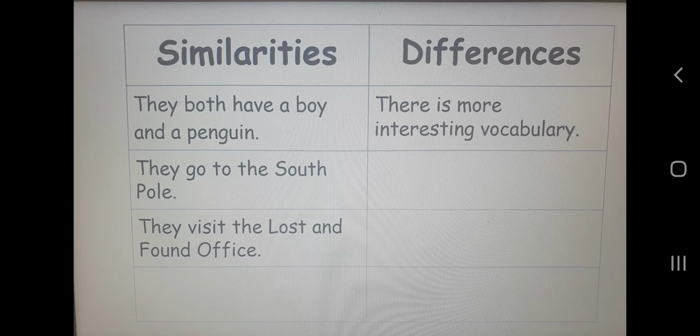Now that you have written your similarities, I want us to think about the differences. Yeah, things that are not the same between the animation and the storybook. Now, the first thing I noticed was that in the animation, the narrator was using great vocabulary. It was very interesting.